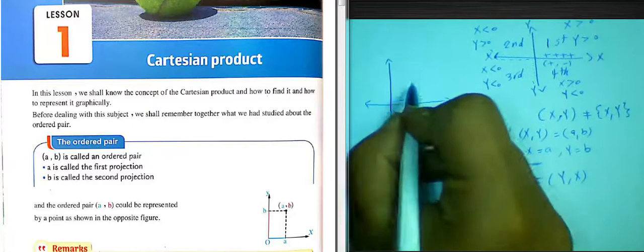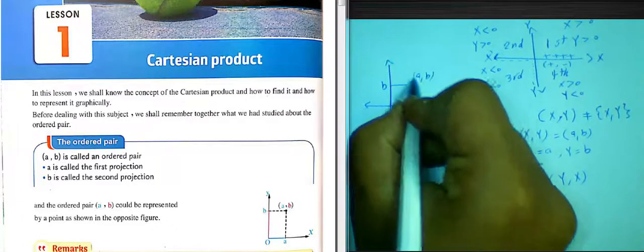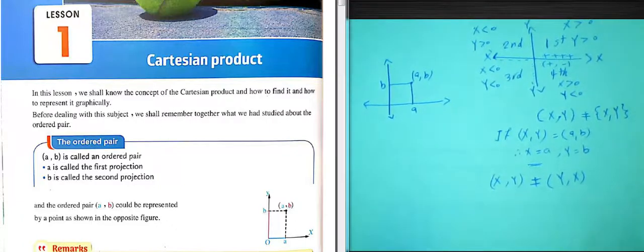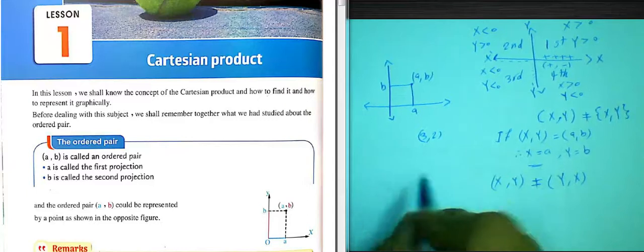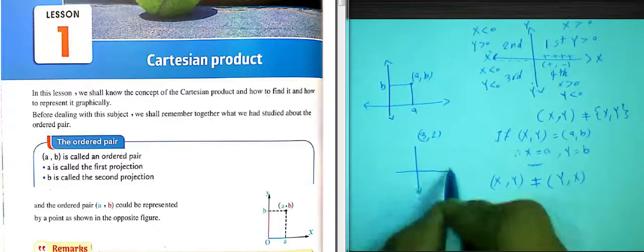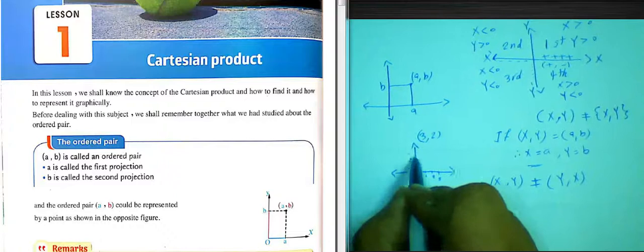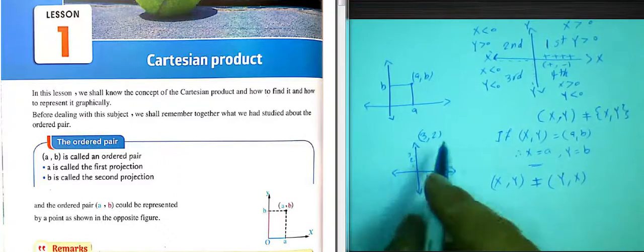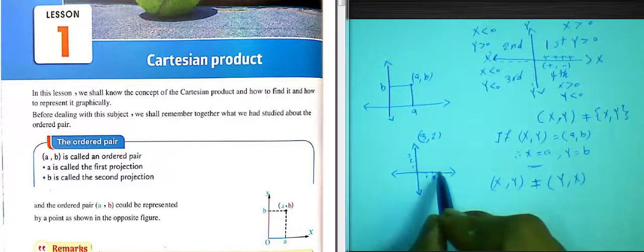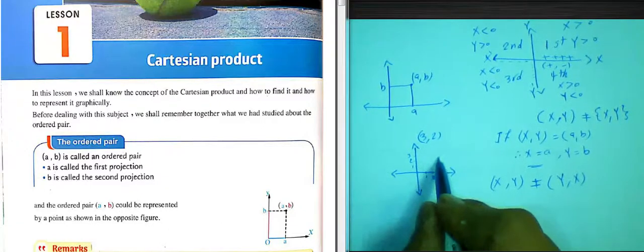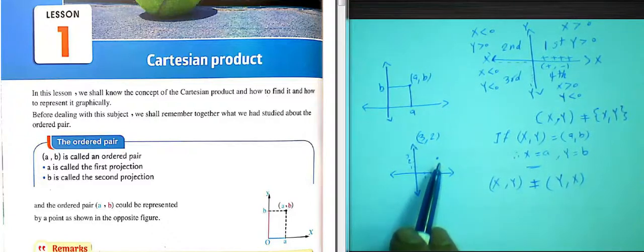So in the quadrant, this point we call (a, b). And what about the point (3, 2)? Can you represent it in the quadrant? Yes, it's easy. Look with me. We have 1, 2, 3. First, we start here at 3 and go vertically 2. This point is (3, 2). So this point lies in the first quadrant.